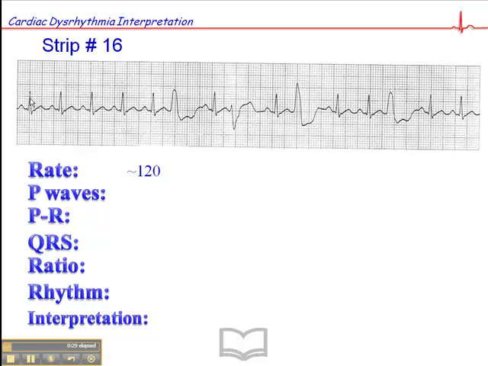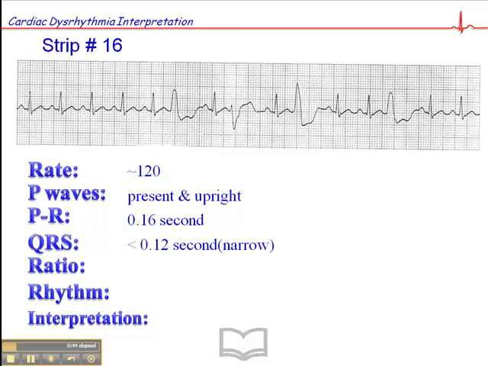But if we look at this QRS that falls on a dark line, the heart rate is 300, 150, 100, 100, 120, approximately 120 based on that. P waves are present and upright in the underlying rhythm. The PR interval is 0.16 second in the underlying rhythm. That's normal. QRS is narrow in the underlying rhythm.